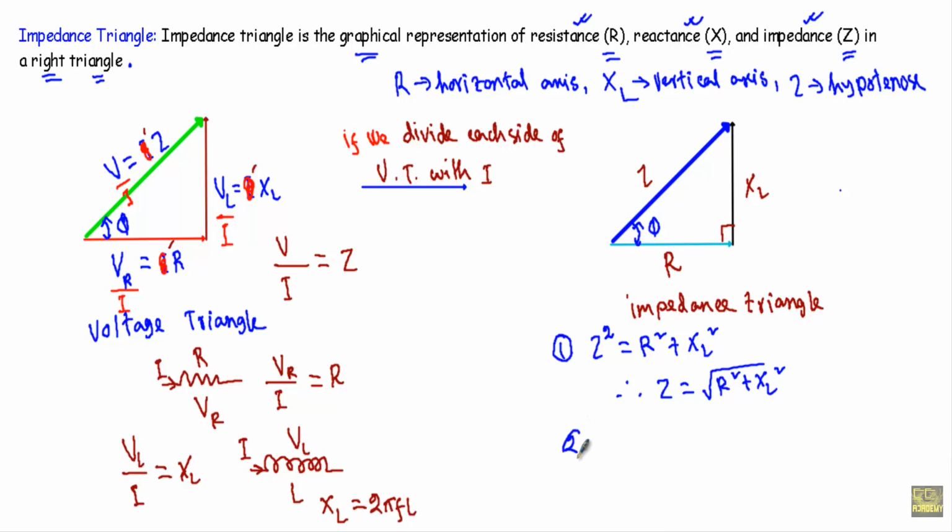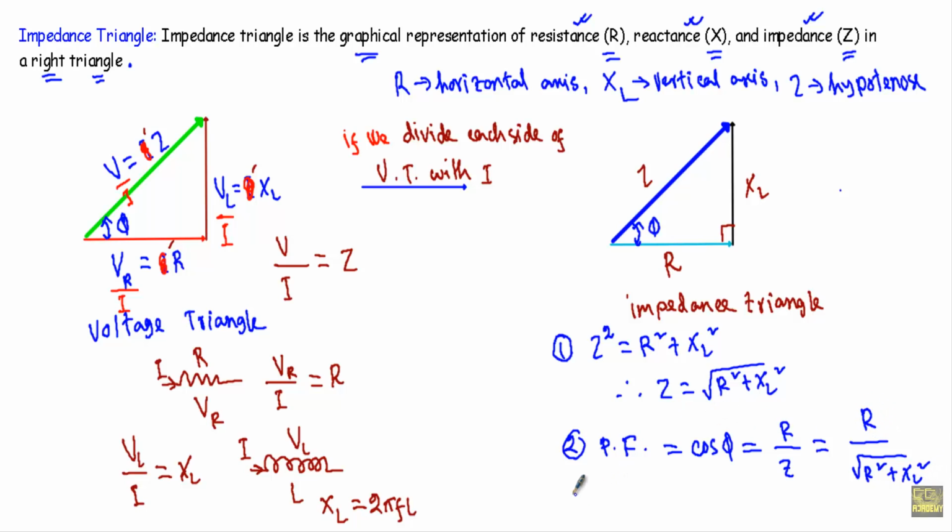Number 2, we can easily calculate the power factor. Power factor is the ratio of resistance and impedance. Here, Z equal to root over R square plus XL square.